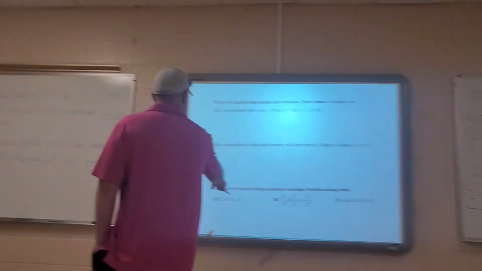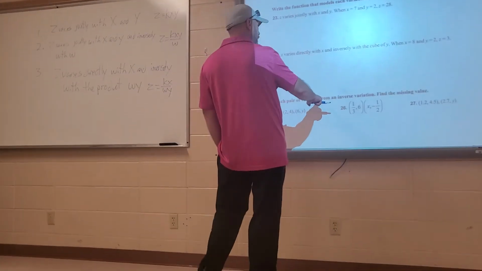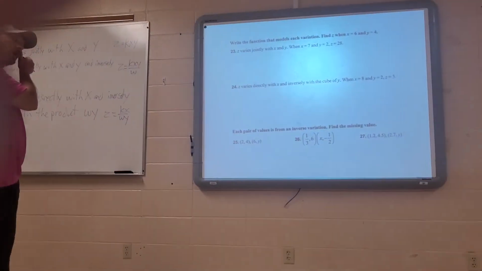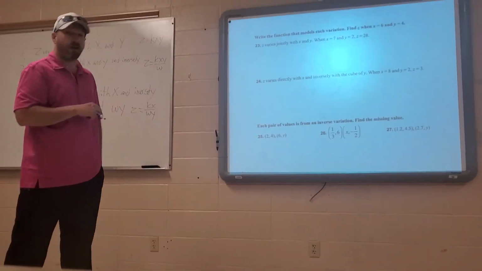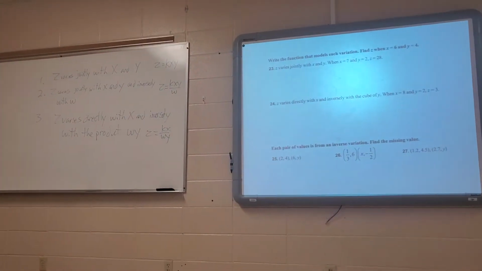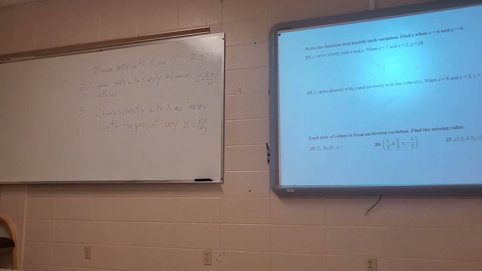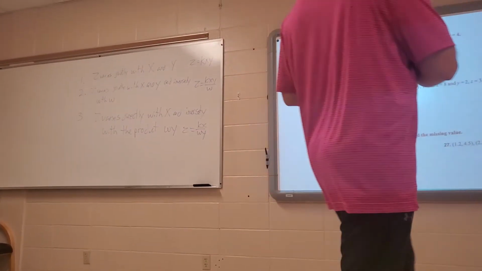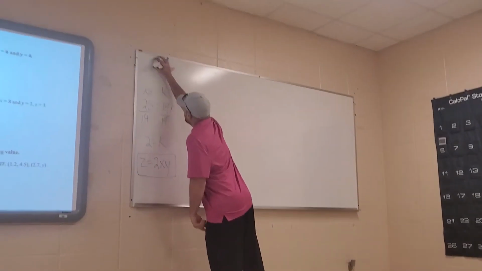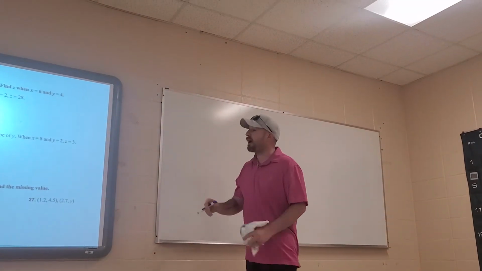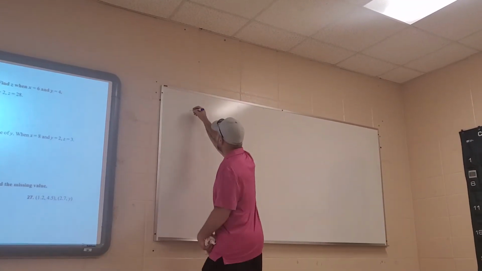So now it says each pair of values is from an inverse variation. Okay. Find the missing value. Well, on that one, what you're going to do is you're going to first find the y equals k over x.